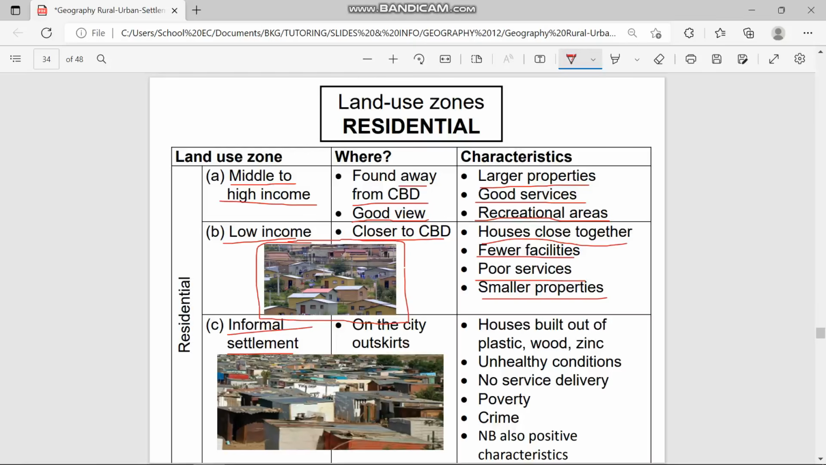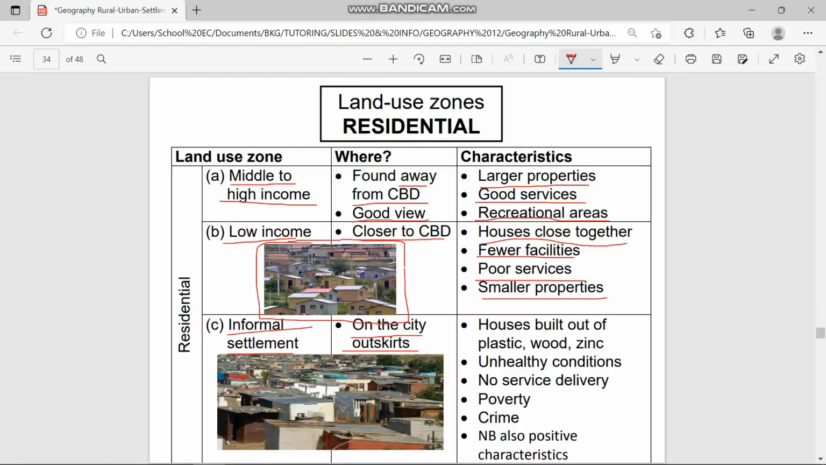Informal settlements, these are the squatter settlements. They are situated on the city outskirts, far from the city. For example, in Cape Town, the CBD is the central business district, and people are living in squatter settlements around Cape Town, like Khayelitsha and Gugulethu. You'd find that they are very far from Cape Town, that's why it's on the city outskirts. Most of the people staying there work in the city of Cape Town.